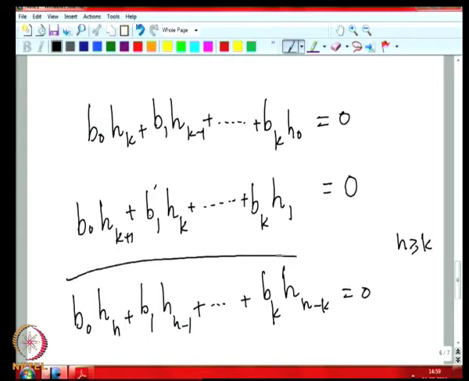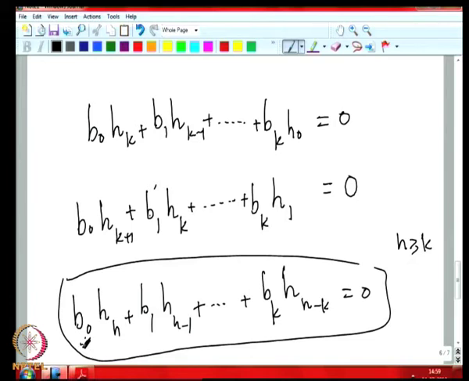So, you can see that this b0 is a non-zero quantity, therefore, we can divide each term by b0. So, that means this b0 will disappear, and divided by b0 we can put here b2 into hn minus 2. So, divided by b0 we can put here.